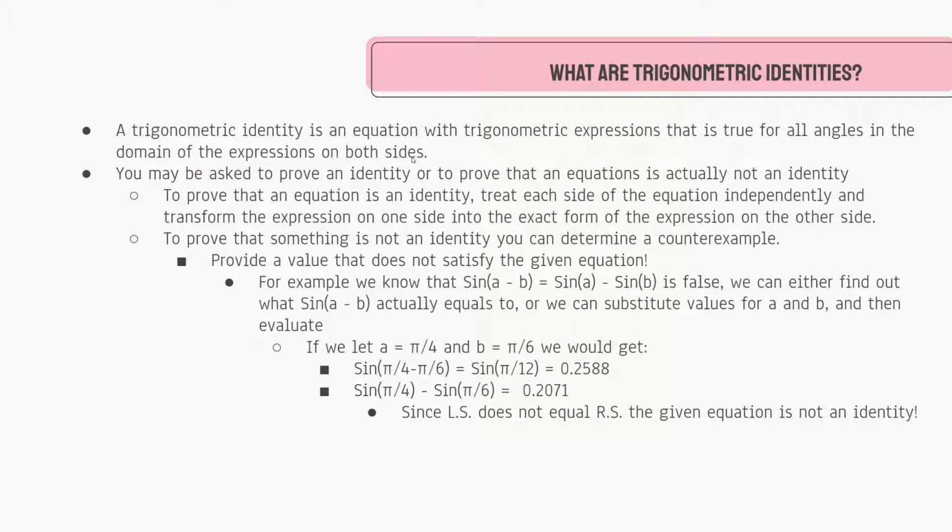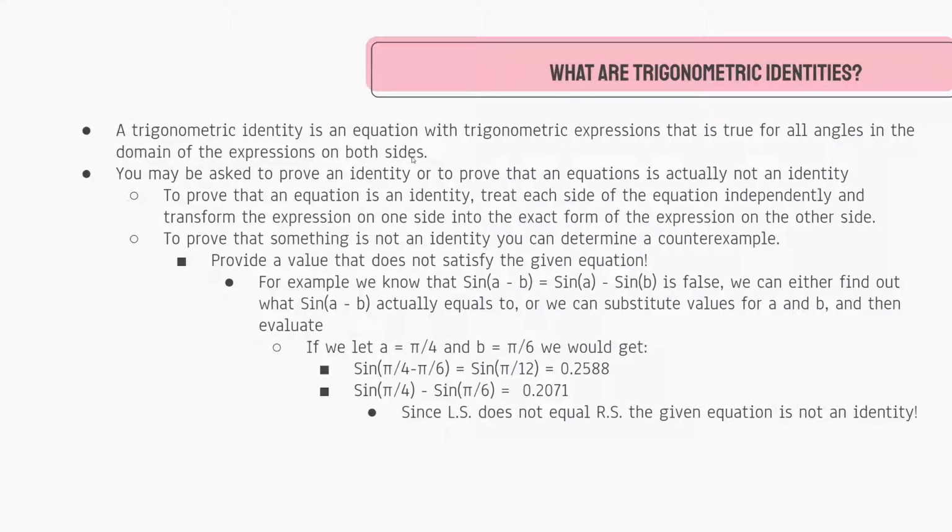So up first, let's talk about what trigonometric identities actually are. Well, a trigonometric identity is an equation with trigonometric expressions that is true for all angles in the domain of the expressions on both sides. So essentially what that long-winded description is telling us is that you'll be given an equation, and then you have to prove that the left side of the equation is going to equal the right side of the equation for all possible values.